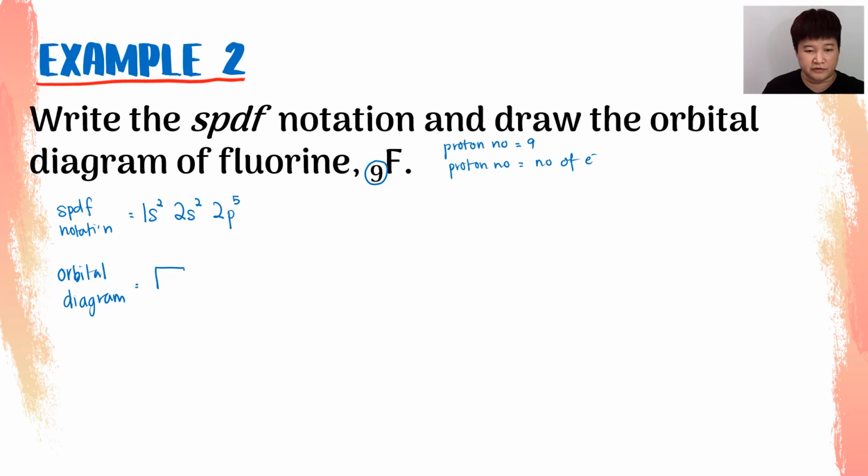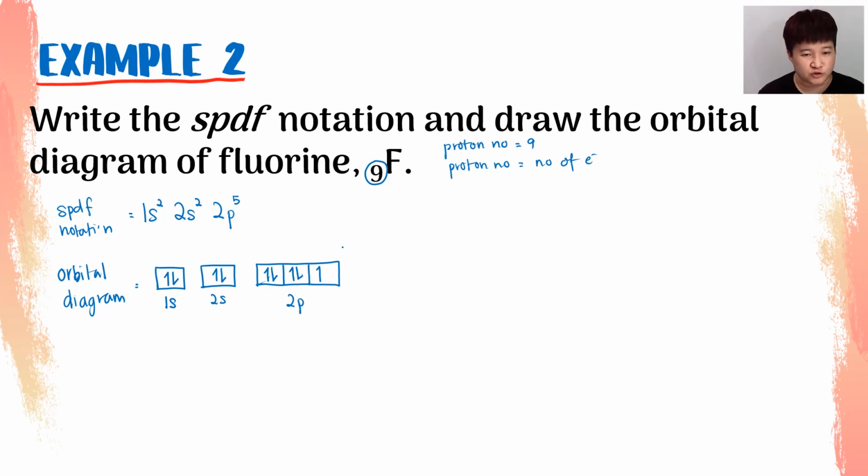Where you start off with the 1s, make sure you label them. So I have 1s, 2 electrons. And then I have 2s, 2 electrons. And then I have 2p, 5 electrons. Remember what Hund's rule says? You must fill the electrons singly first. So single, single, single. Pair up with opposite spin. So that is the 5 electrons.